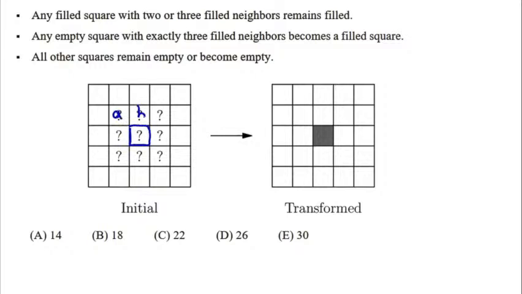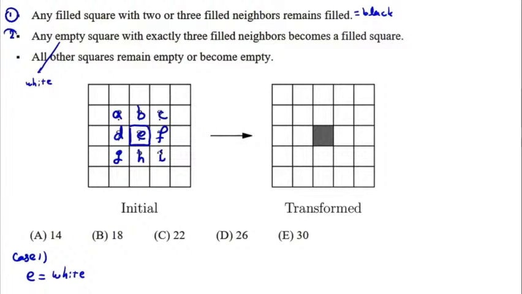Now let me tell you, I call these A, B, C, D, and E, F, G, H, I, because I want to say which of them are filled and which are empty. So look, if one of them is filled, I say black. If one of them is empty, I say it is white. Now here I consider E is black or white. Case 1: suppose E is white. Because E is white, now we use the first condition, second condition, and third condition.